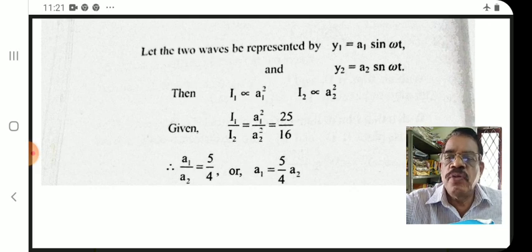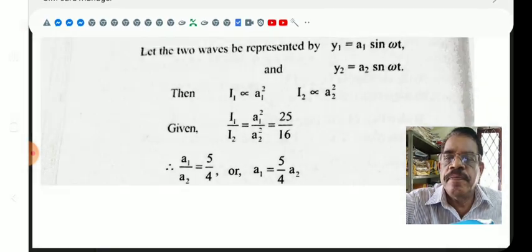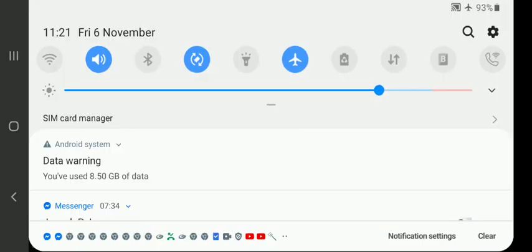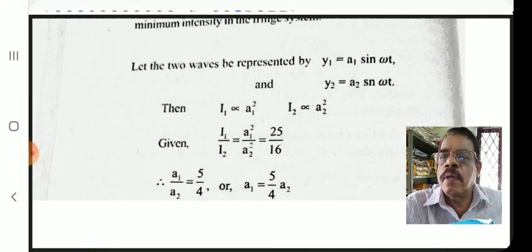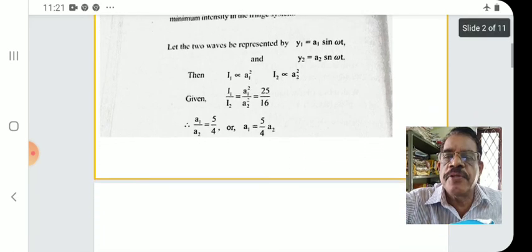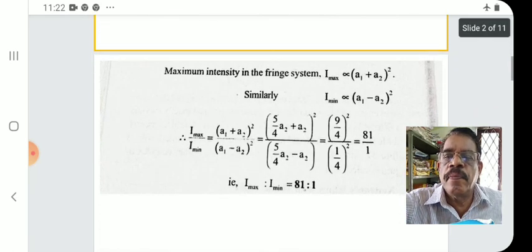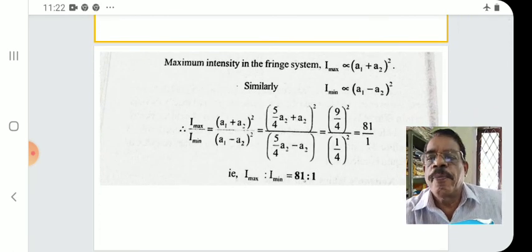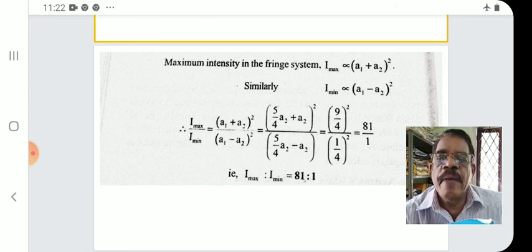Now we come to the interference bands. For bands, maxima, I maximum is proportional to (a1 plus a2) square.